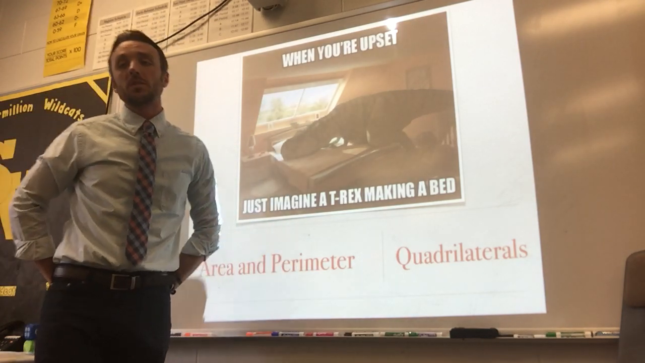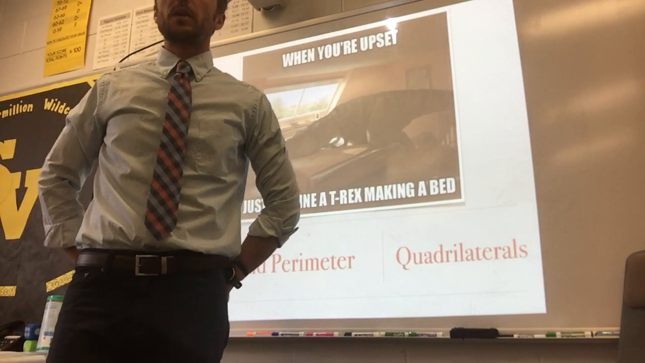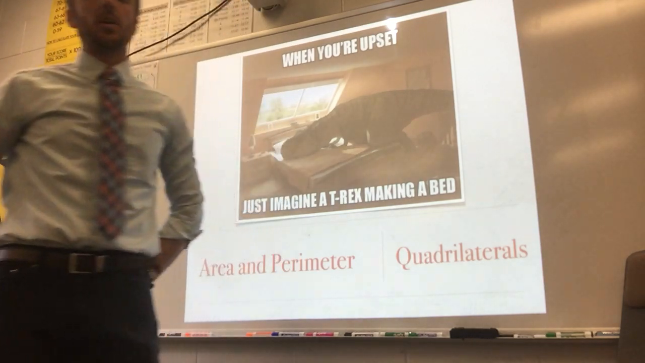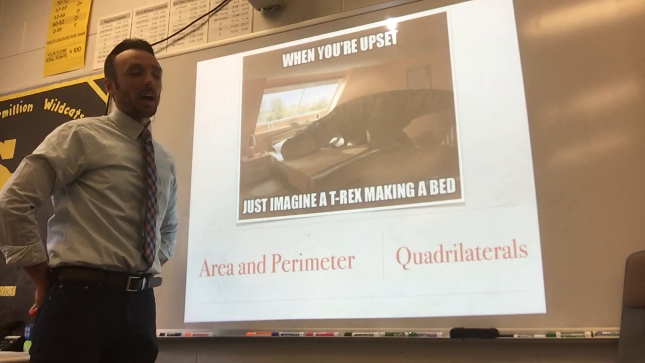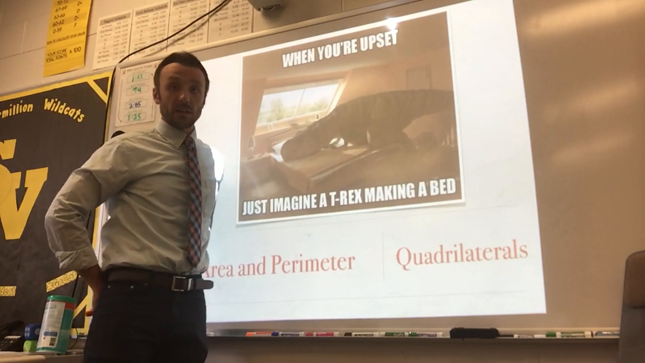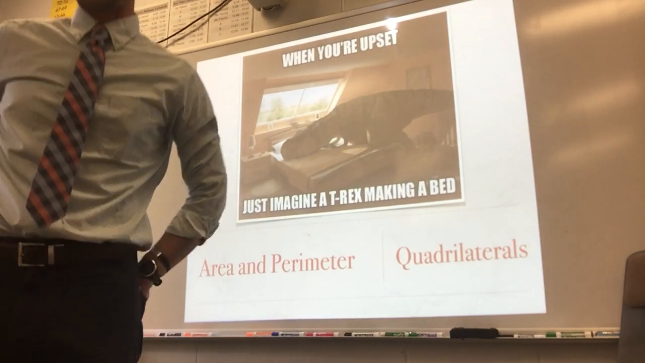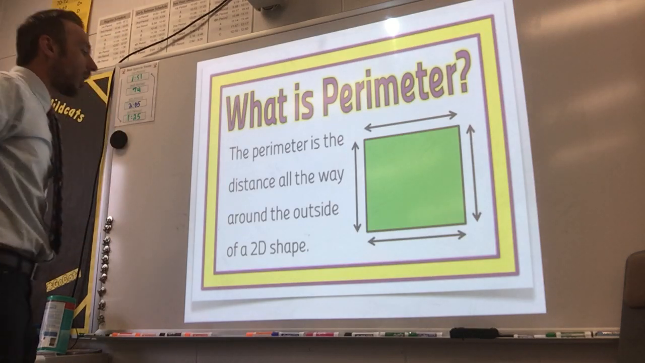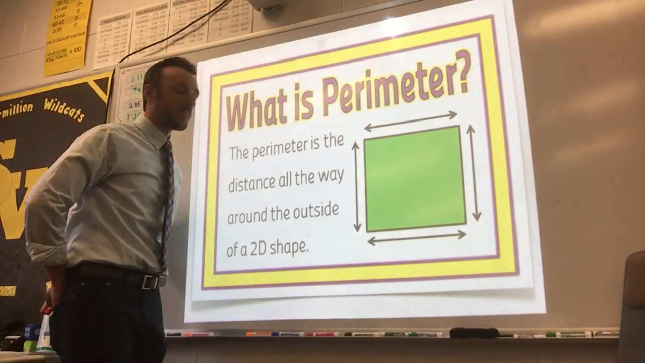Today we are going to move on into some different stuff. Today we'll be talking about area and perimeter of quadrilaterals. Those are four-sided shapes, just like quadrants that we learned not too long ago, four quadrants. Quadrilaterals have four sides. So the first thing we'll be talking about is the perimeter. The perimeter is the distance all the way around the outside of a shape.